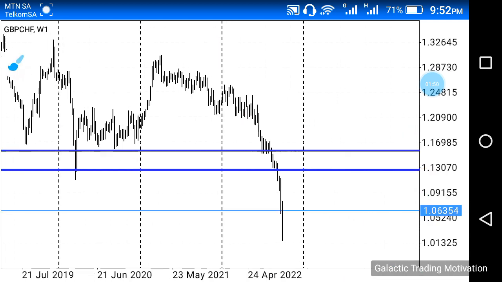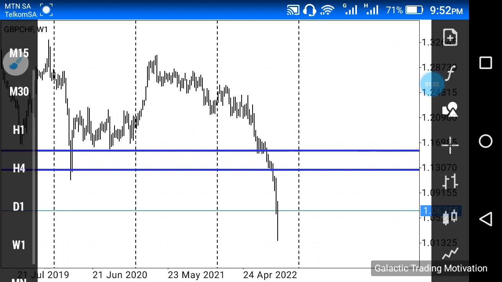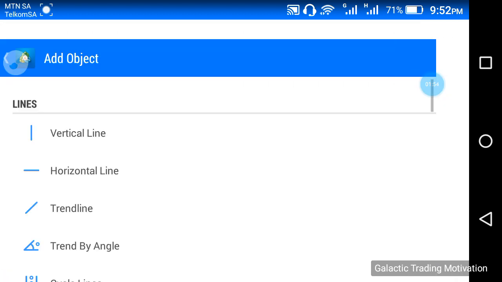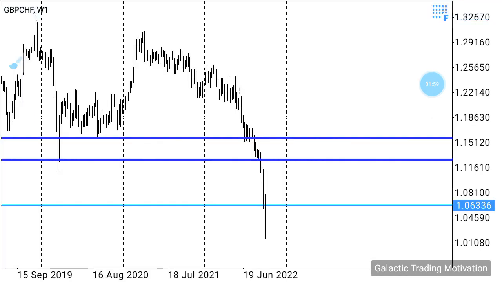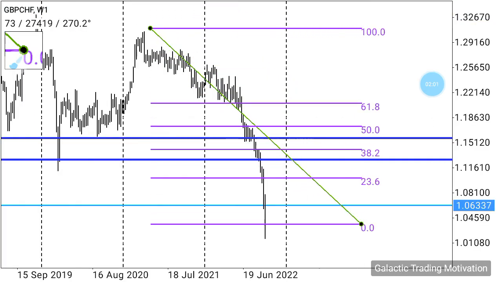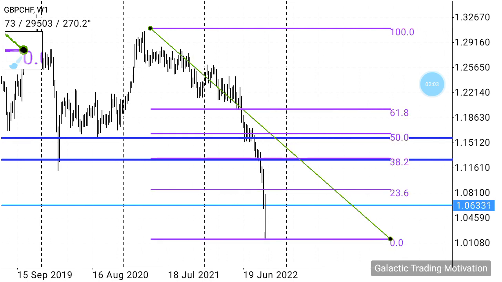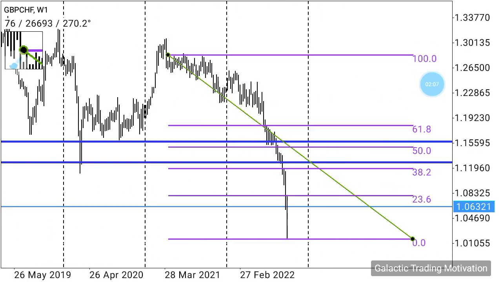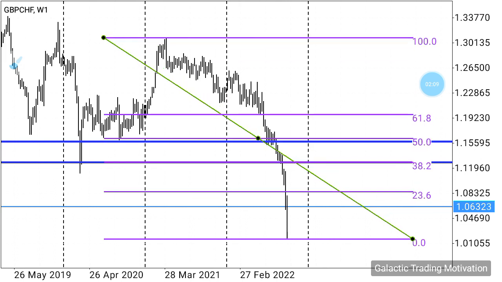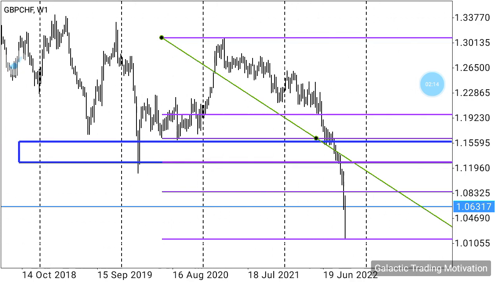I just want to have a look in terms of whether that neckline aligns with any key numbers that we have on the Fibonacci retracement tool. So just bear with me, guys, while I use this tool. Fibonacci. So there we go, guys.